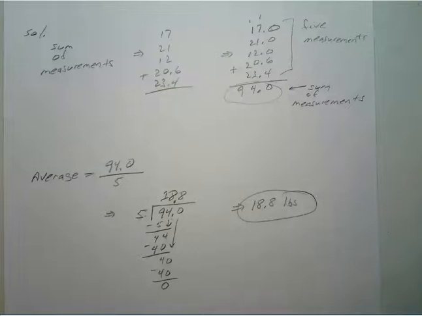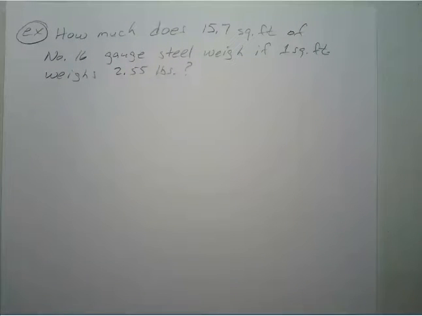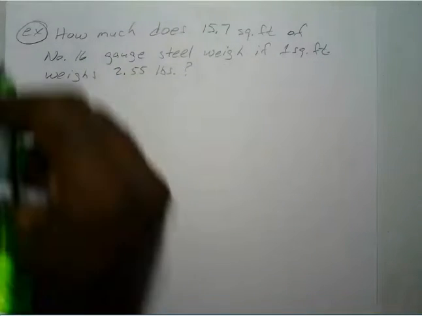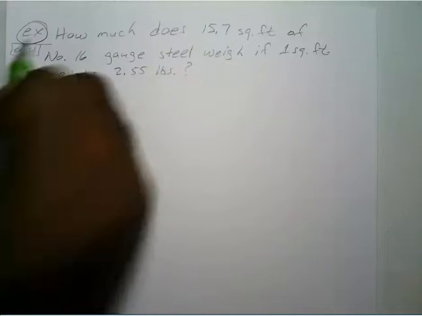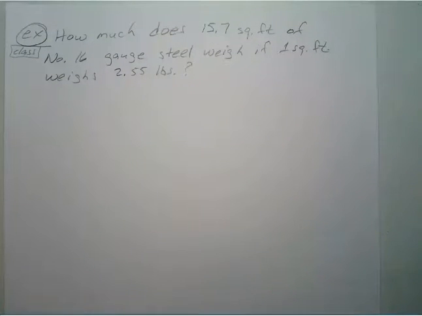All right. So if you are still writing, feel free to press pause. But we're going to do one more example. All right. So how much does 15.7 square feet of number 16 gauge steel weigh if 1 square foot weighs 2.55 pounds? Once again, I want you to press pause and try to solve this one on your own. Alright, so I'm assuming you've already worked it out, so let's go ahead and verify your answer.